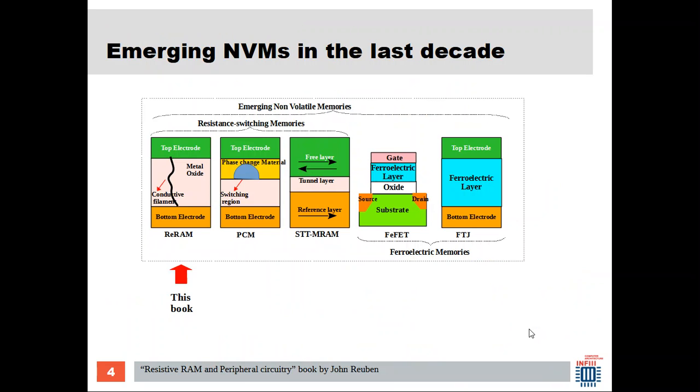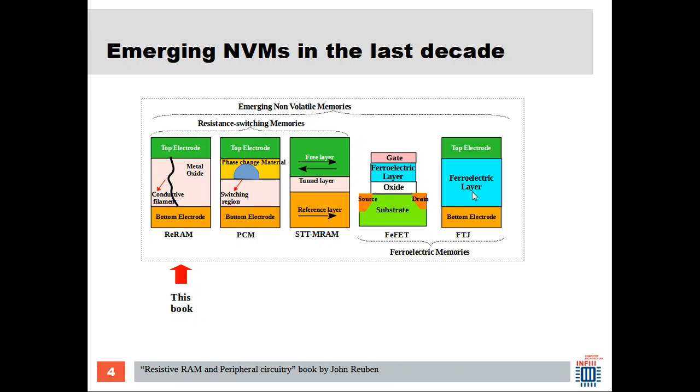So these are the emerging non-volatile memories researched in the last decade. Broadly, you could classify them as either resistive switching memories or ferroelectric memories. In resistive switching memories, the data is stored as resistance, switching between a low resistance state and a high resistance state. You have resistive RAM, where the change in resistance is because of the formation of a conductive filament or a rupture of it. And you have phase change memory, and spin transfer torque magnetic random access memory.